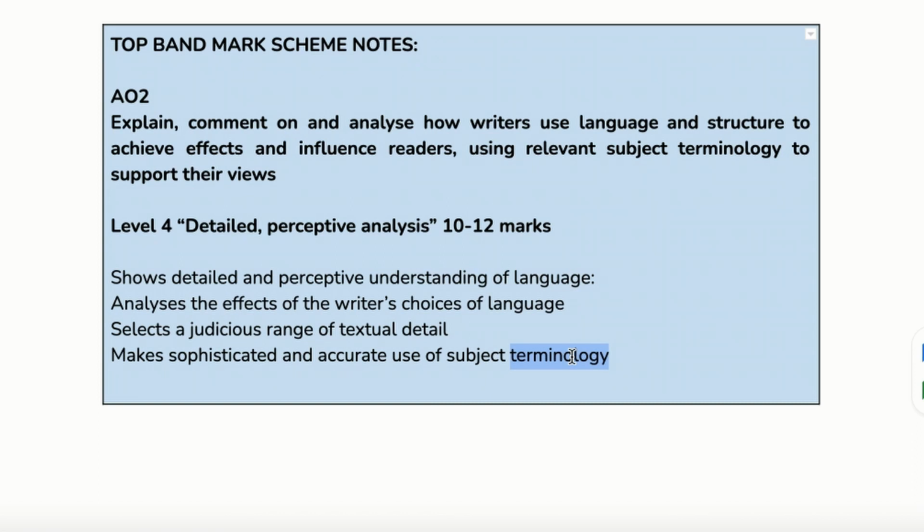So not just accurate, but sophisticated. Maybe choose weirder techniques that a normal person would avoid. Instead of metaphor, try and look for an extended metaphor. Instead of just saying imagery, say what type of imagery. Is it visual, olfactory, auditory?